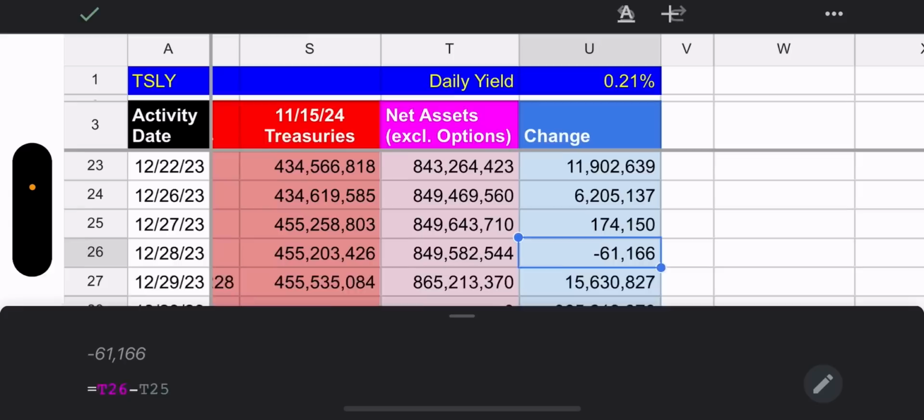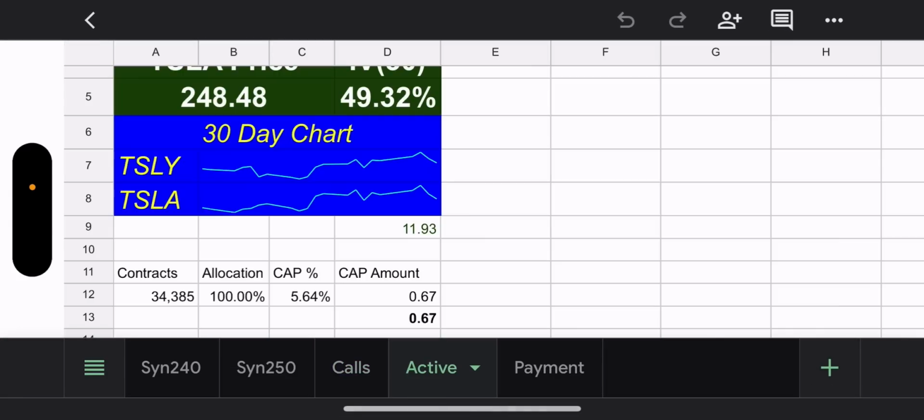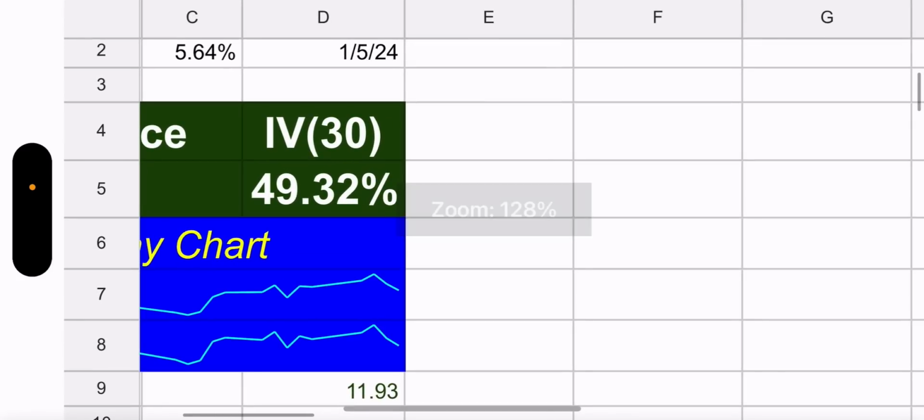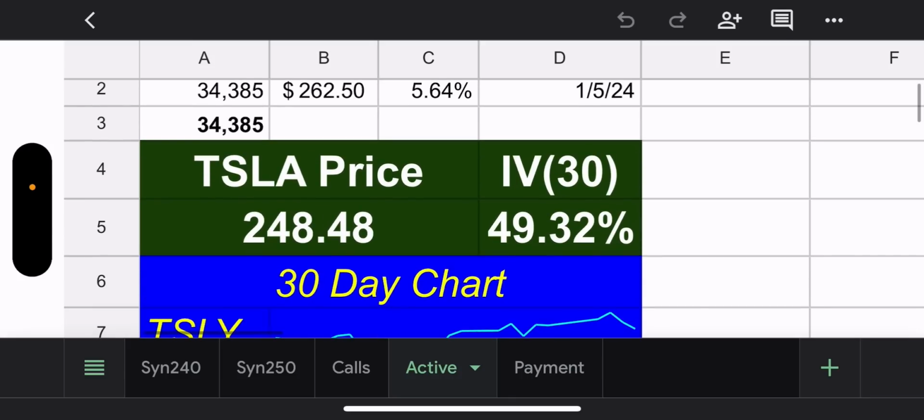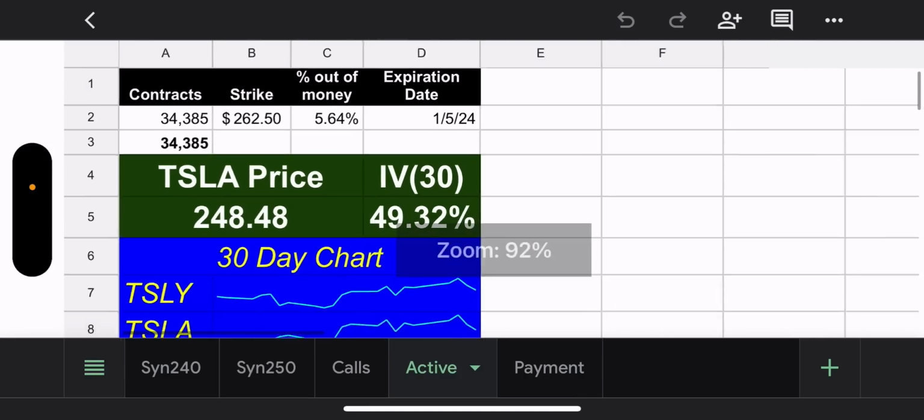All right, let's go to the other tabs. Let's go to the active tab. What do they look like going into next week? As mentioned, 4 trading days next week. And we have 34,385 contracts with a 262.50 strike. That's 5.64% out of the money. Again, it expires Friday, January 5th. I guess I'm okay with that. IV is now below 50. It's at 49%. So that's okay.